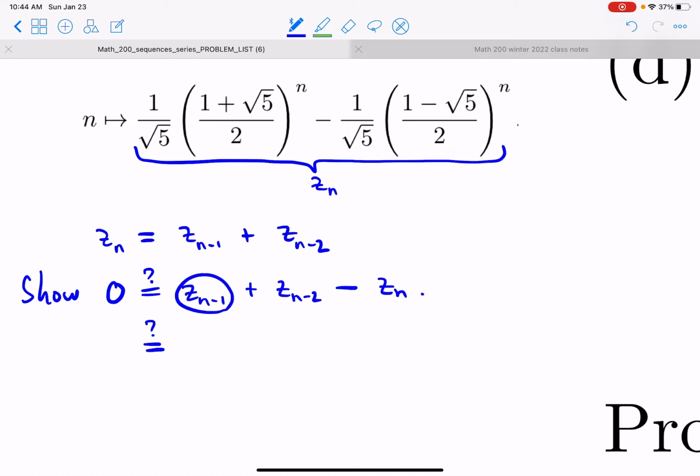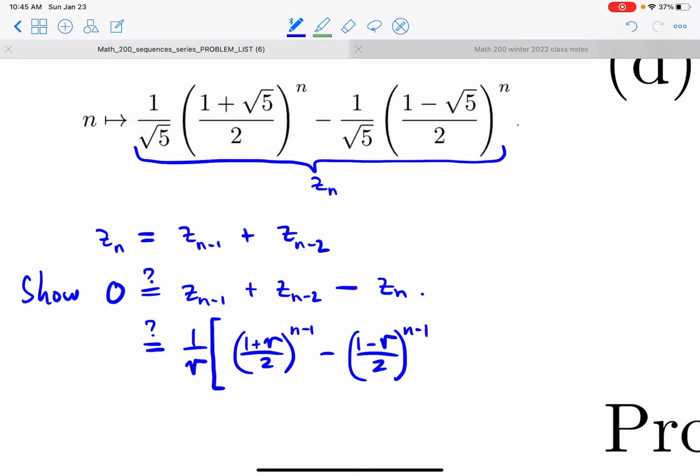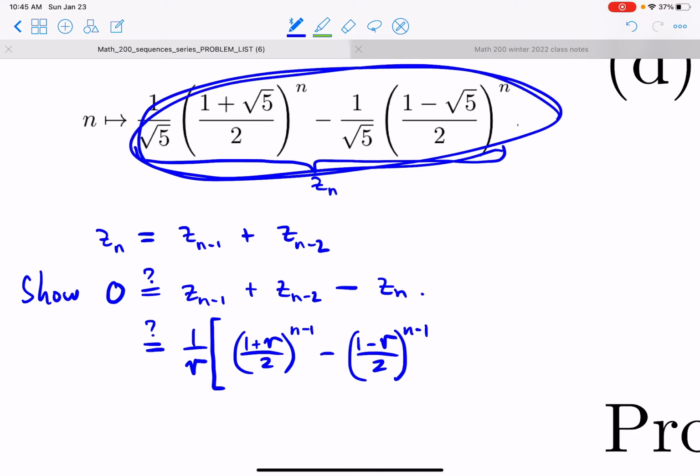So z sub n minus 1 is this formula up here. First of all, let's notice that we can just factor out a 1 over square root of 5. And I'm going to get tired of writing it, so I'm just going to say 1 over square root. And secretly, there's a 5 there. So I'm going to factor it out, and then z sub n minus 1 is 1 plus squiggle over 2 to the n minus 1 minus 1 minus squiggle over 2 to the n minus 1. Pause to make sure you see where I got that.